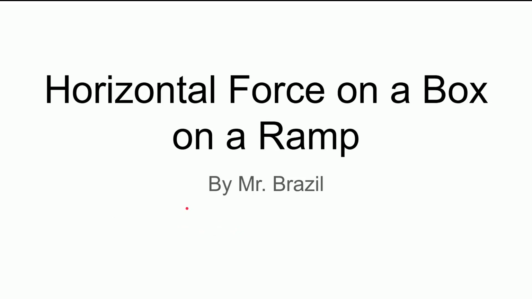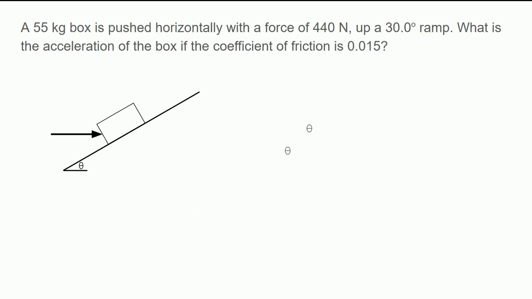We're looking at a force on a box on a ramp, and that force is horizontal. So we have a 55 kilogram box. It is pushed horizontally with a force of 440 newtons up a ramp 30 degrees. What is the acceleration of the box if the coefficient of friction is 0.015?